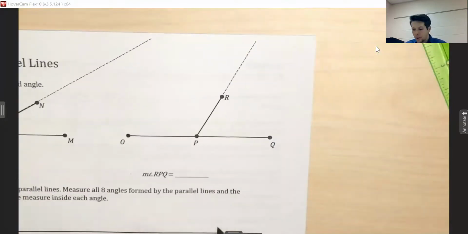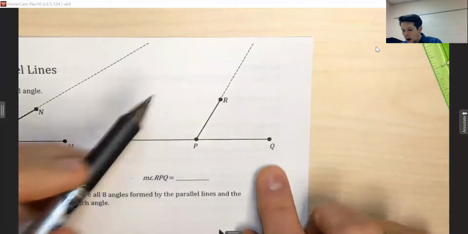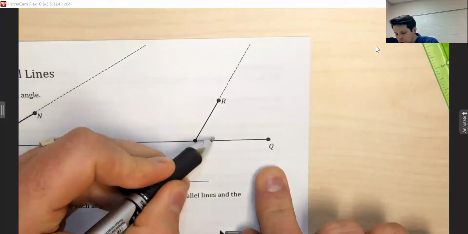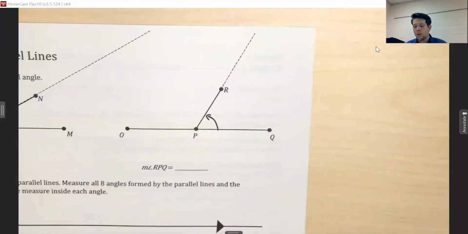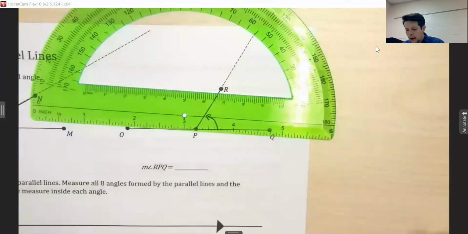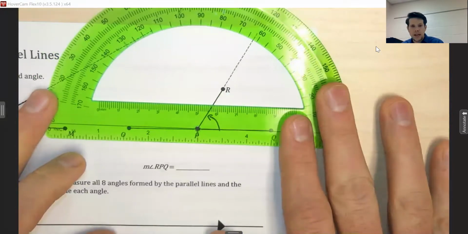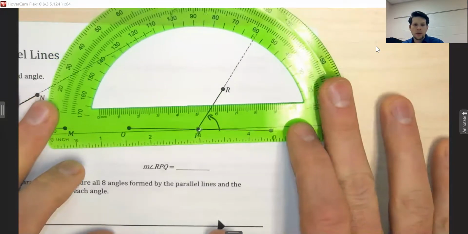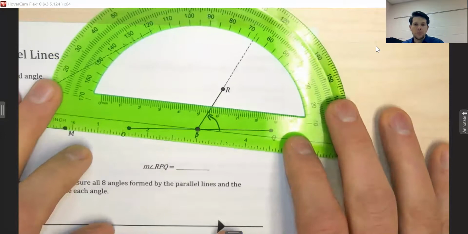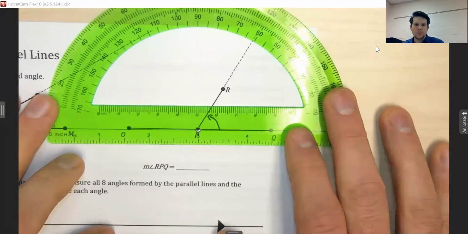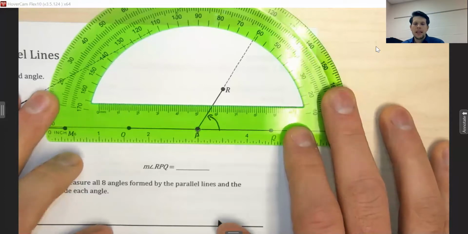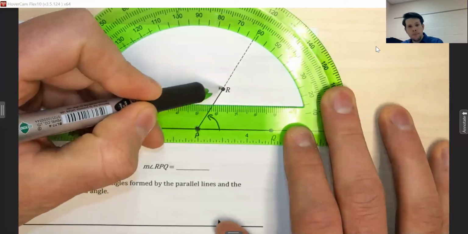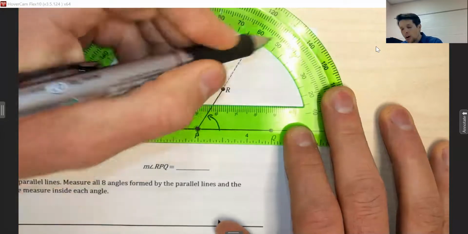Let's do the second one. So now our second angle that we have right here is going to be angle RPQ. RPQ is this small angle right here. It's so small that I would call it acute. And so when I line up my protractor, I'm going to make sure the vertex is right in the hole, and then I'm going to adjust the printed line on the protractor to line up with the line that is printed on the page. And then once it is lined up perfectly, now I can trace my terminal side right here all the way up.